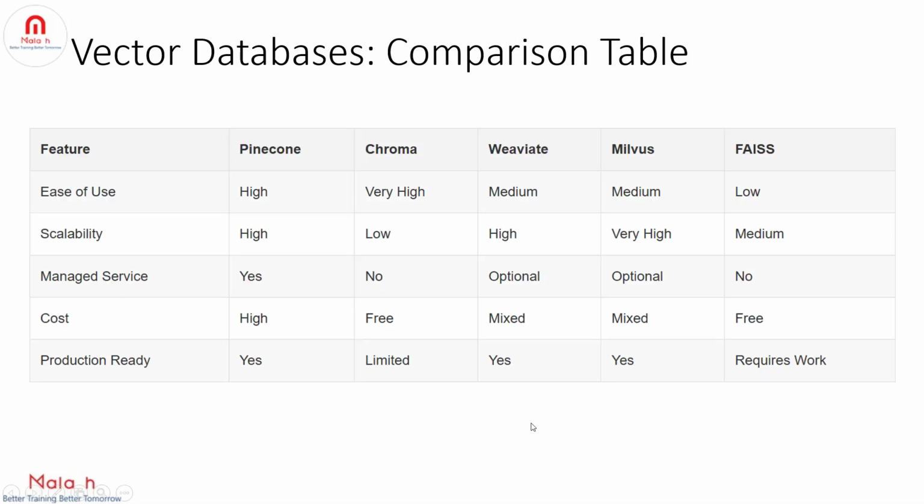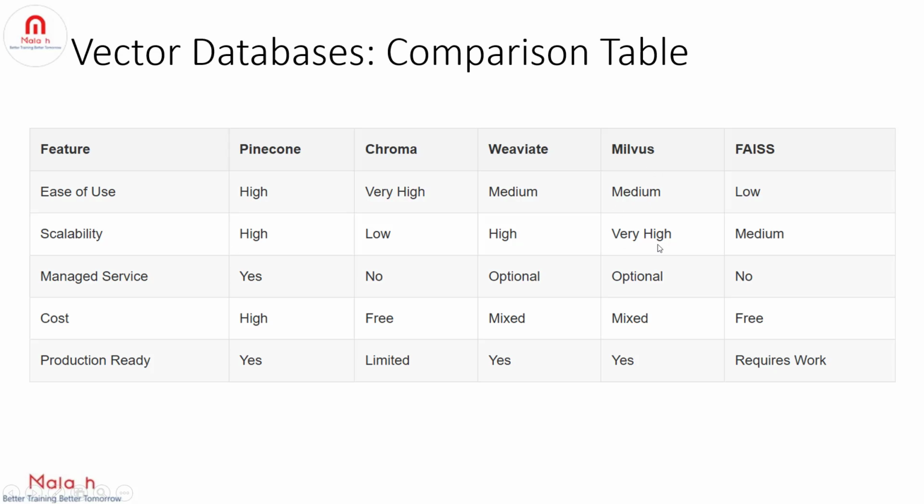And now let's try to compare these vector databases with the features. When it comes to ease of use, like we saw this Chroma database, this is very easy to use and it is also free. And after Chroma database, we have Pinecone is easy to use, and Weaviate and Milvus, they are in a medium, and FAISS is low. So if you want to build something real quick, like a proof of concept, then you go for Chroma. And when it comes to scalability, Milvus is ranked very high. Next one is Pinecone and Weaviate. These two are high, and FAISS is medium, and Chroma database is low.